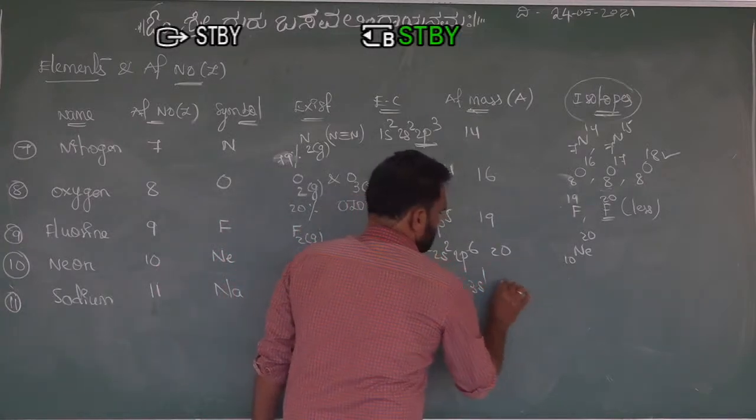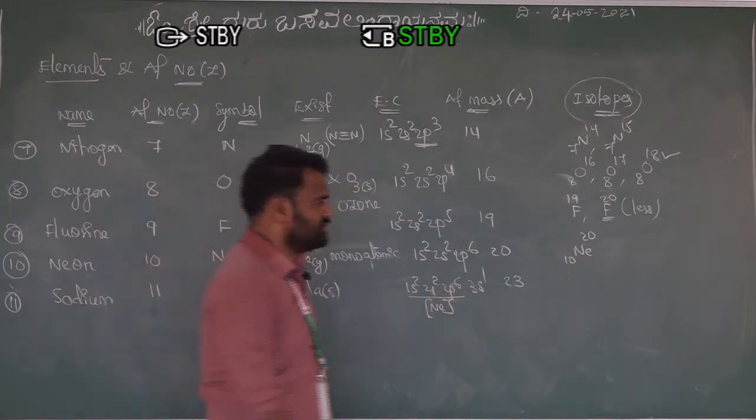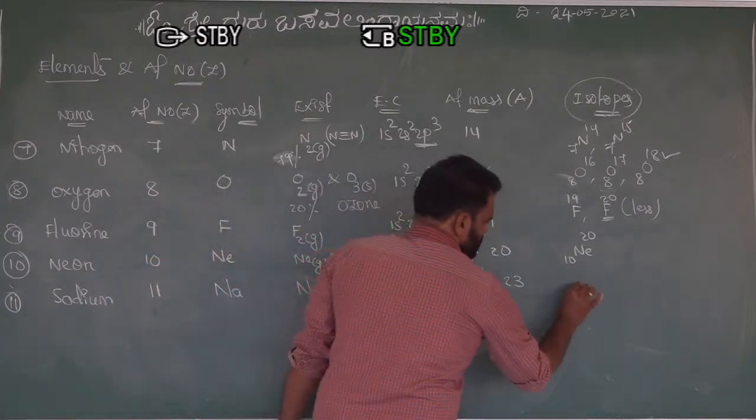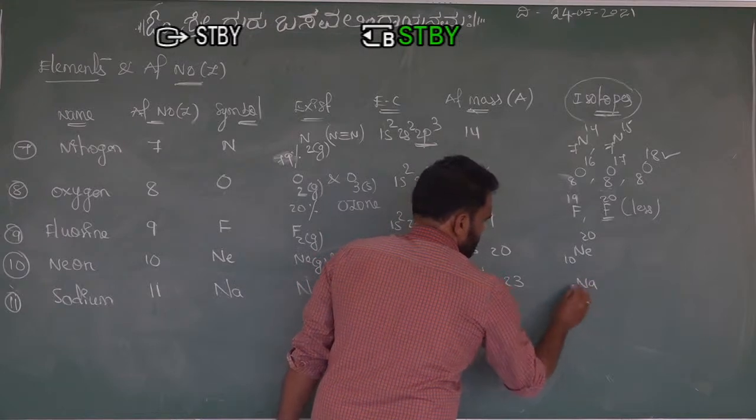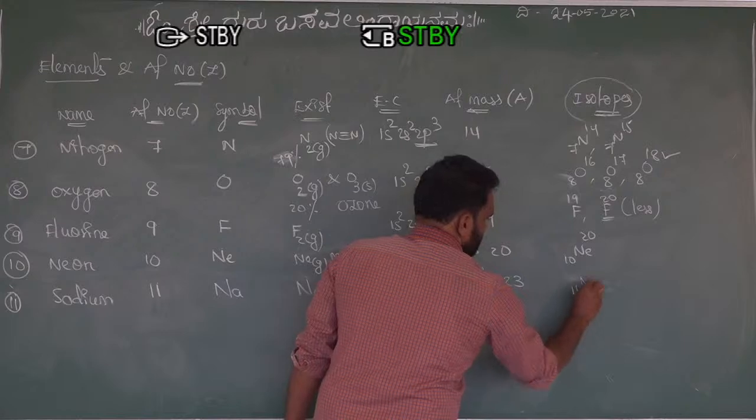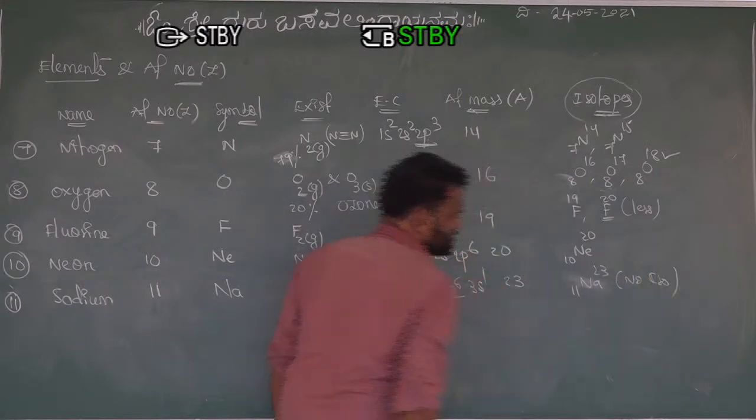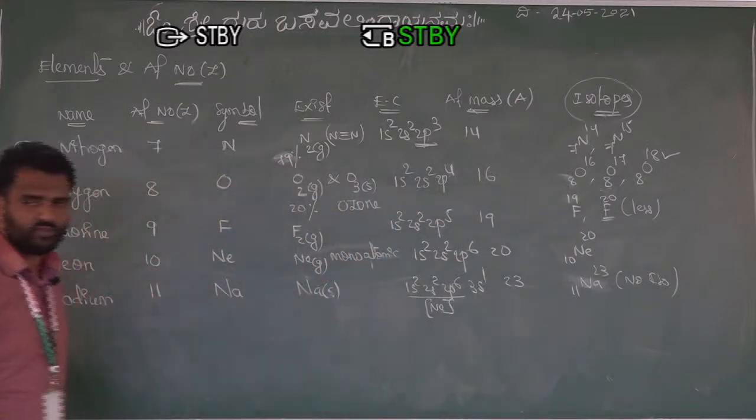Sodium's atomic mass is 23. Sodium does not exhibit any isotopes. Sodium exists only as sodium 11 and 23. There are no isotopes of sodium.